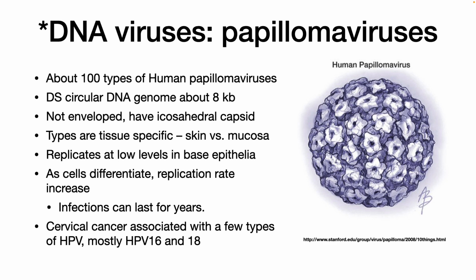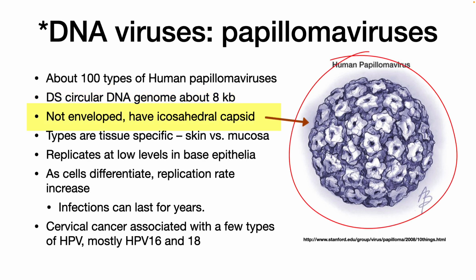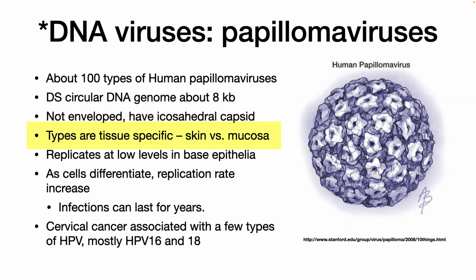The human papillomavirus is a double-stranded DNA virus. There are about 100 types of human papillomaviruses. It has a double-stranded circular DNA genome of about 8,000 base pairs. Papillomaviruses are not enveloped and have an icosahedral capsid. Types are tissue-specific, infecting, for example, the skin or mucosa.